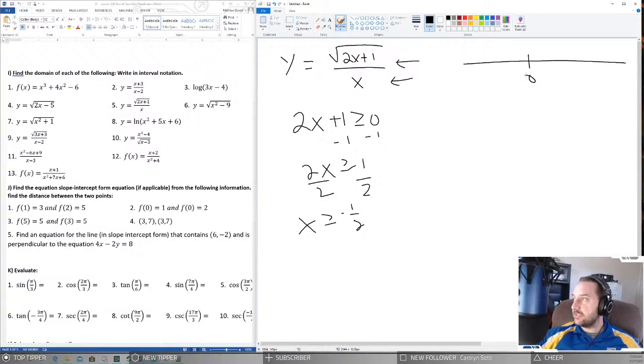So if I say this is 0, that's going to be negative 1/2. It can equal it, and x is greater than that. So I'm going to shade all of that. So now I need to find the next piece.